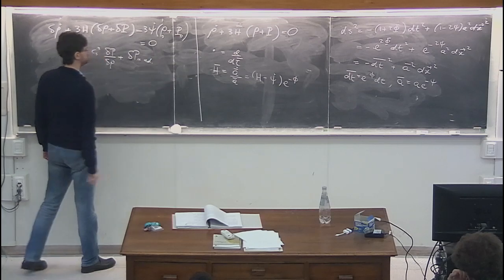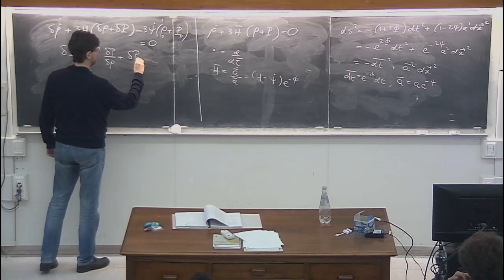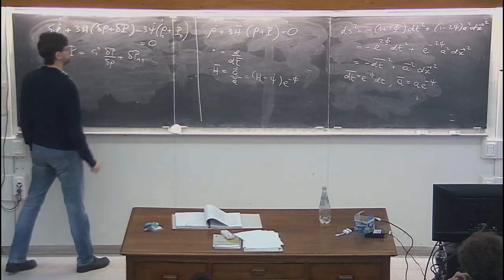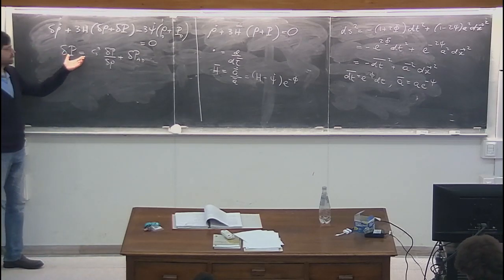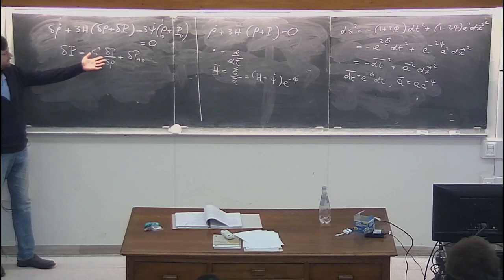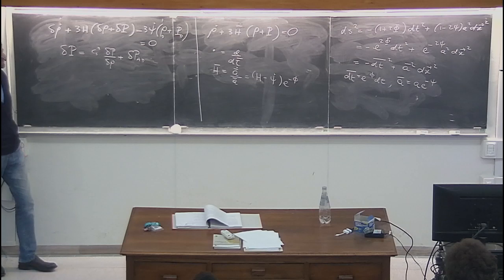Let's write it in this way. No, okay, let's use... okay. So the pressure density has two components. One that comes from the dependence of the pressure over the energy density.